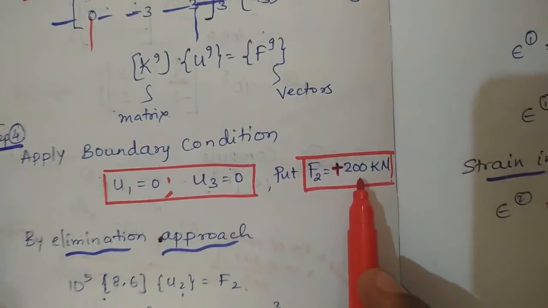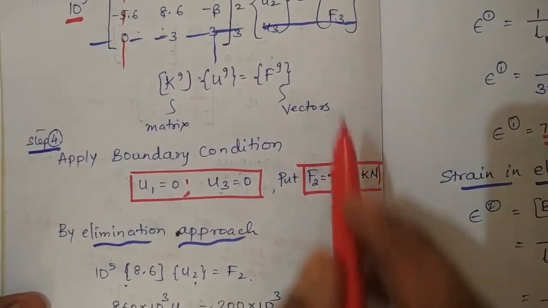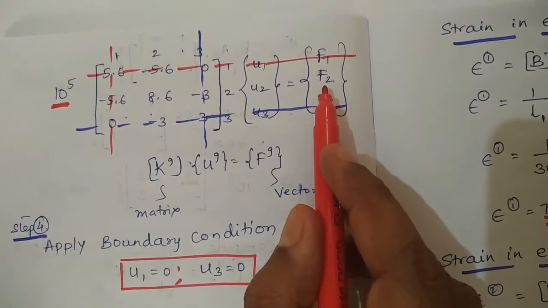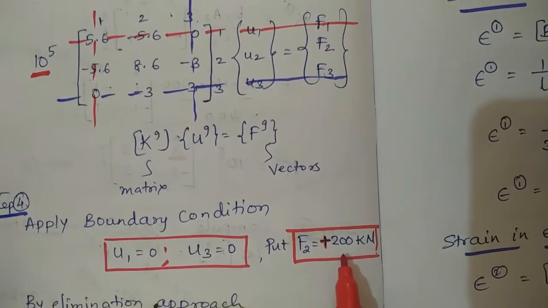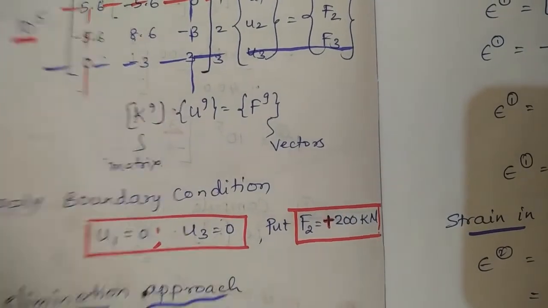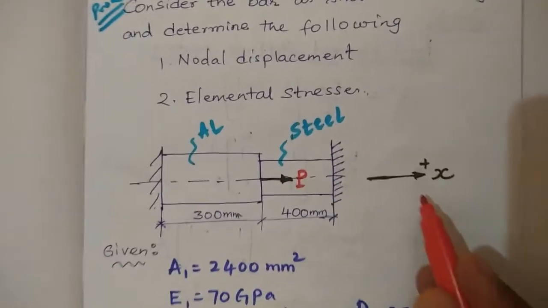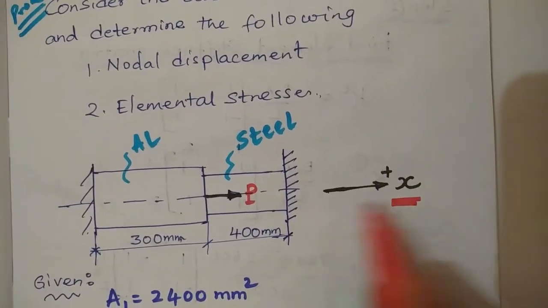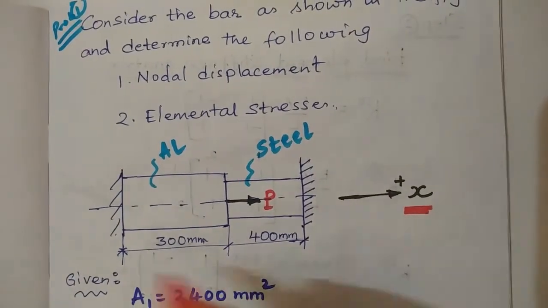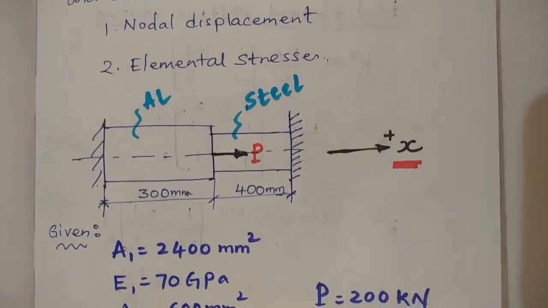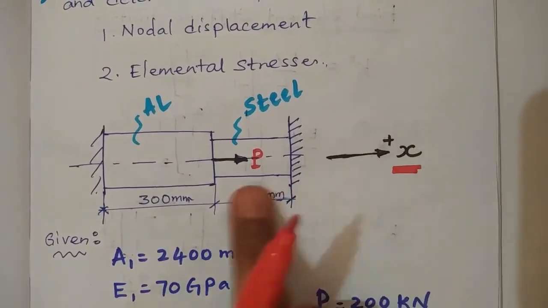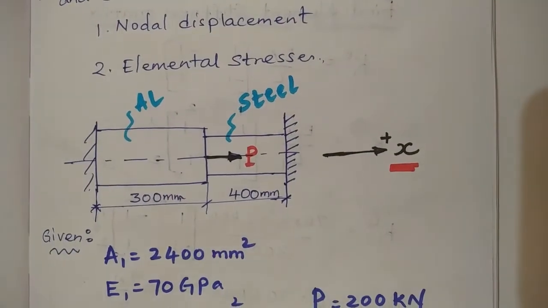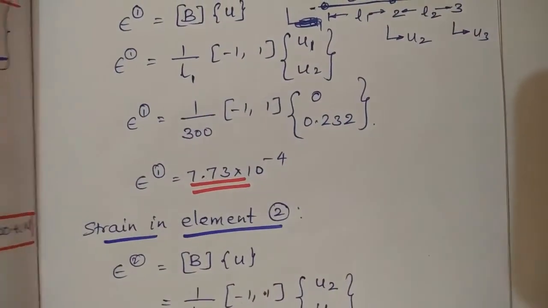Now put F2 is plus 200 kilonewton. Why? Because you will see that it is a positive value, 200 kilonewton. So you need to take that. I have told you at the beginning, I'll look into it. So what is the direction of X? Plus X. This should be plus 200. The other way around, you should have taken minus 200. So P is acting in this assumed X direction, we have to take it plus. Keep this in mind going forward in other numericals.